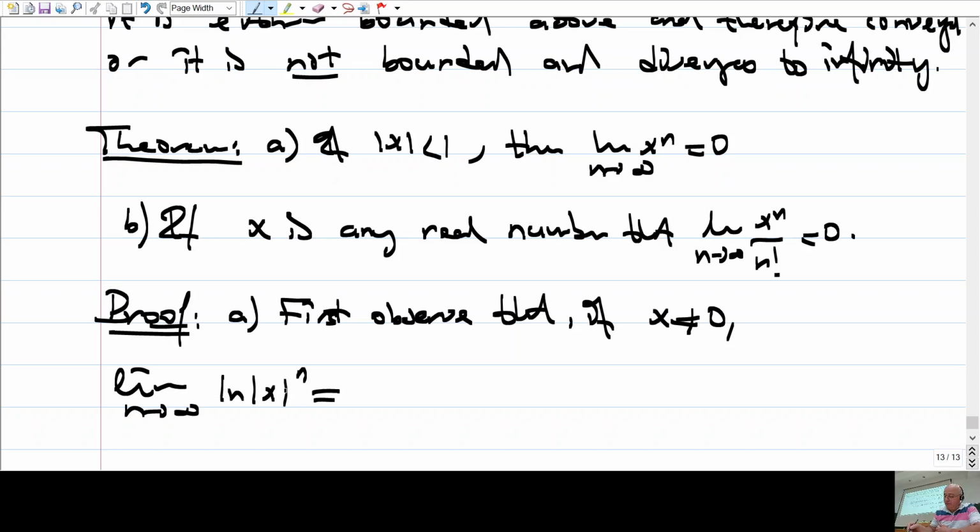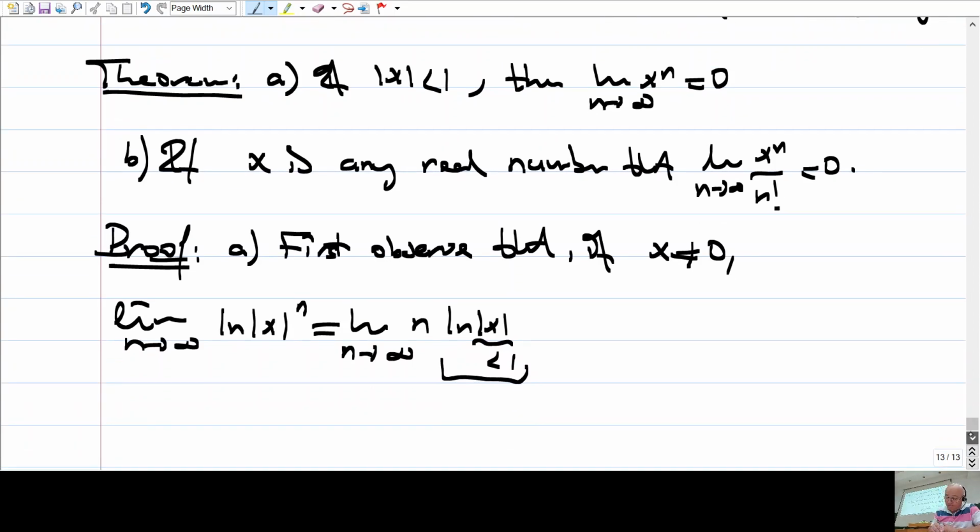If x is not 0, then the absolute value of x is positive. So I can write this. And then we know that this is just n times ln x. But this thing is less than 1. The logarithm of a real number which is a positive number less than 1 is a negative number. So this thing is a negative number.